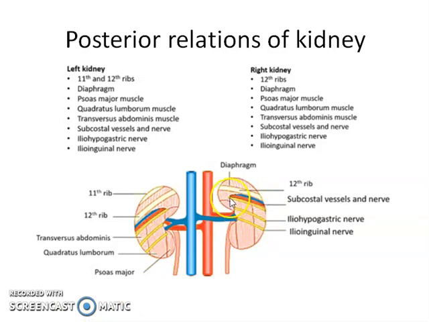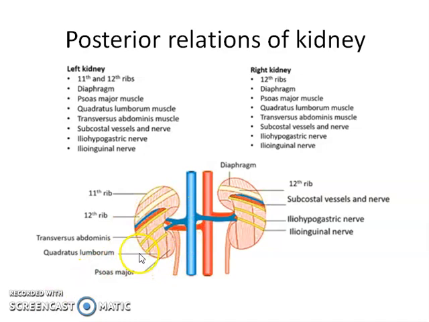As we have seen, the right kidney is slightly lower as compared to the left kidney. So that's why the right side kidney is only in relation with one rib, that is the 12th rib. Whereas the left kidney, it is higher up, so that's why it is in relation with the 11th rib as well as the 12th rib.